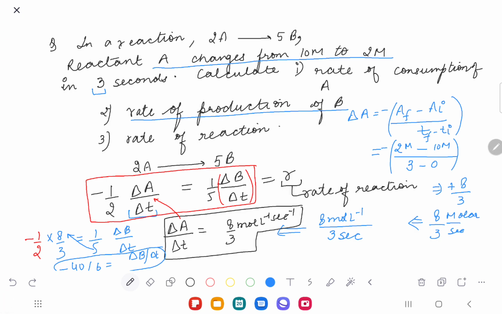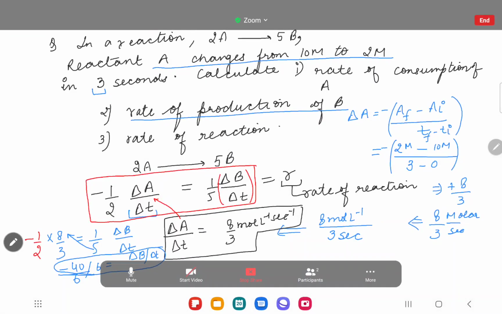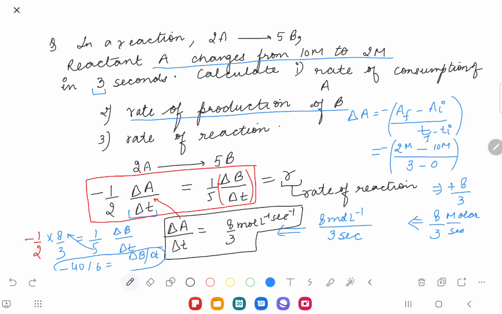Yes or no? Got it. So that's how it would be. Right, Shruti? And when it says calculate the rate of reaction, then what is the value? You have delta A by delta T, Shruti, 8 over 3. So just you have this, understand. This is the rate of reaction. This R is equal to this and this. So they're all equal. Do you understand? They're all equal.